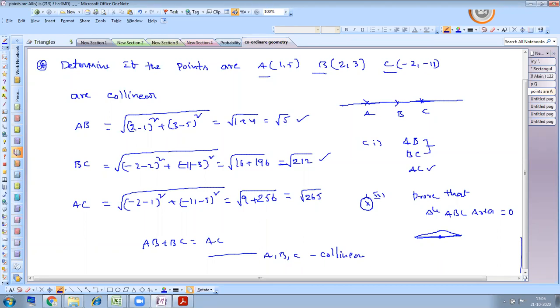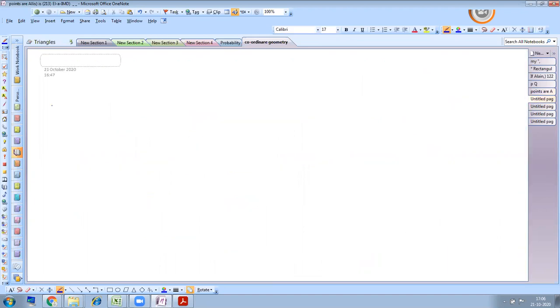I will give one question related to this. Check whether the points are collinear or not. A, B, C: A is (3, 1), B is (6, 4), C is (8, 6). Find the AB value, the BC value and the AC value. Calculate and let me know.